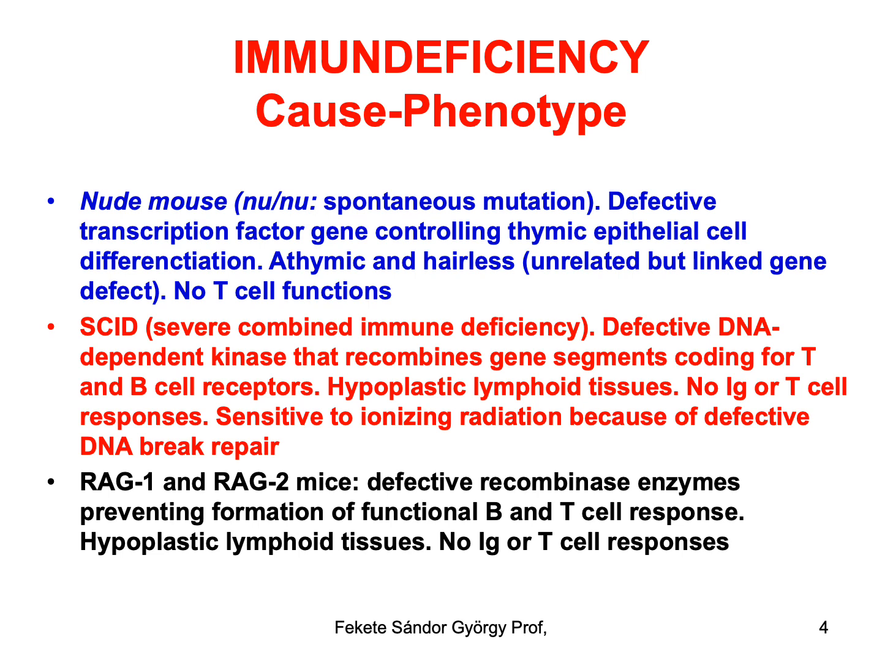And last but not least, the RAG1 and 2 mice have defective recombinase enzymes preventing formation of functional B and T cell responses. Phenotypically, they have hypoplastic lymphoid tissues, and as a consequence, they have no immunoglobulin or T cell responses.